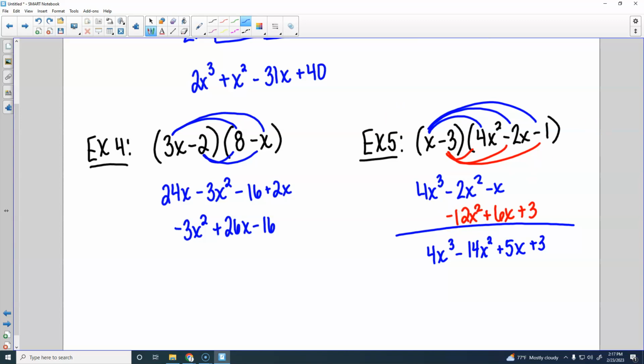I also did this second one a little bit different. This may be a strategy you want to try. The blue right here is where I multiplied and distributed that x. And then the red is where I distributed the -3. And rather than writing it out as like a long string, I lined everything up. So all my x squareds were together, my x's were together.